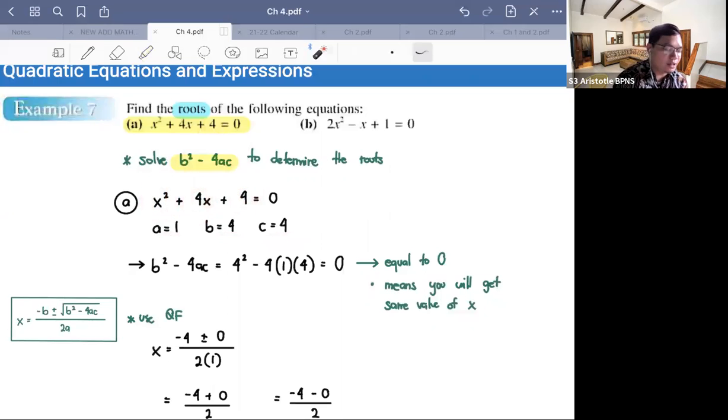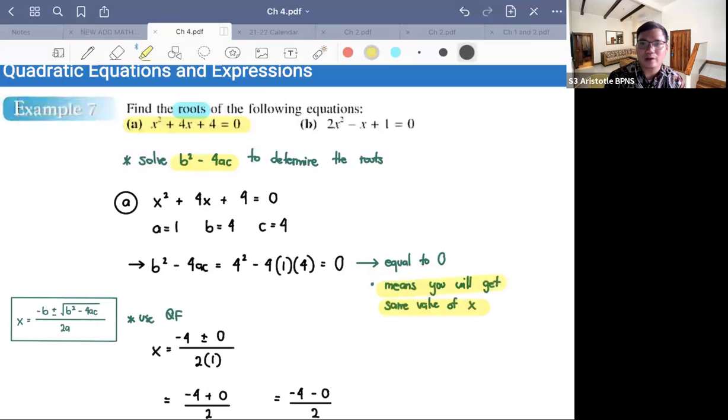By using the discriminant b squared minus 4ac, and substituting everything into the expression, your answer here is 0. So what is the meaning when your answer is equal to 0? If your answer is equal to 0, that means that you will get the same value for x.